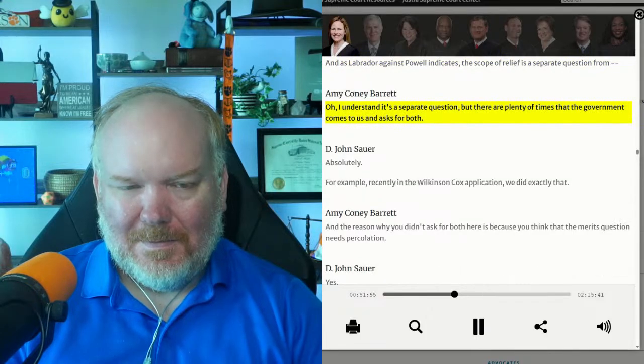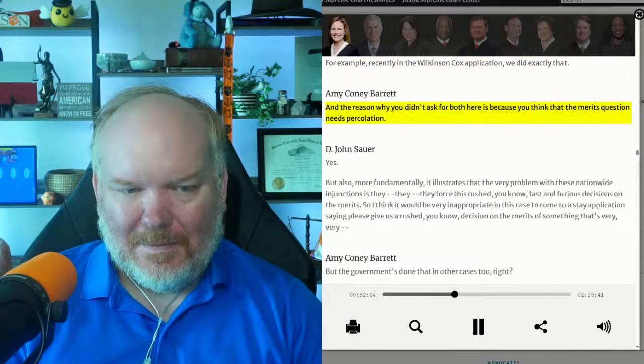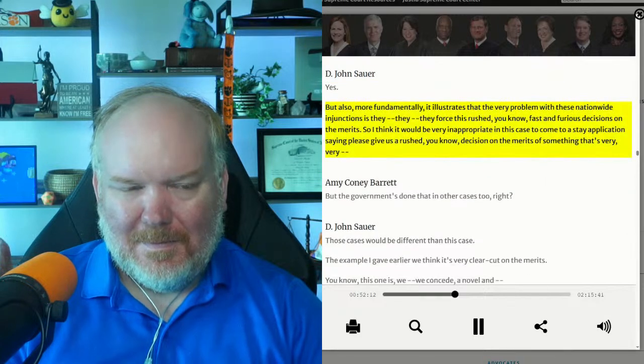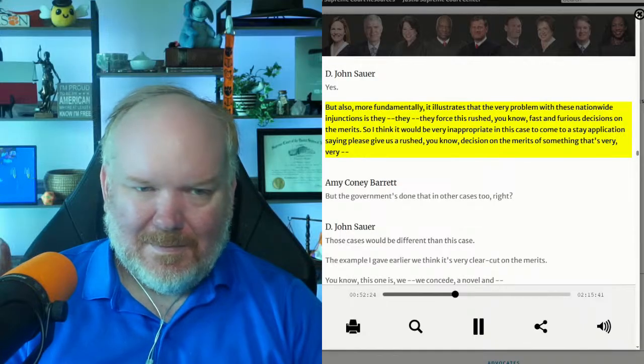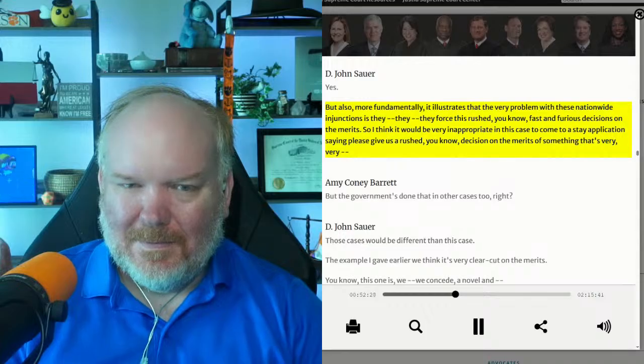I understand it's a separate question, but there are plenty of times that the government comes to us and asks for both. Absolutely. For example, recently in the Wilkins and Cox application, we did exactly that. And the reason why you didn't ask for both here is because you think that the merits question needs percolation. Yes, but also more fundamentally, it illustrates that the very problem with these nationwide injunctions is they force these rushed, fast and furious decisions on the merits. So I think it would be very inappropriate in this case to come to a stay application saying, please give us a rushed decision on the merits of something that's very complex.